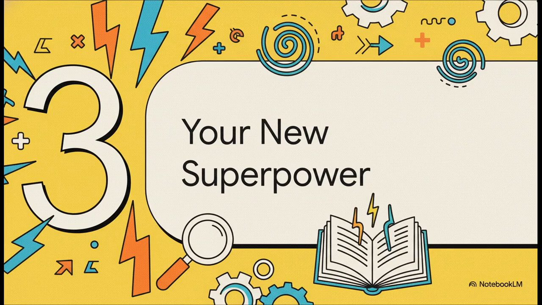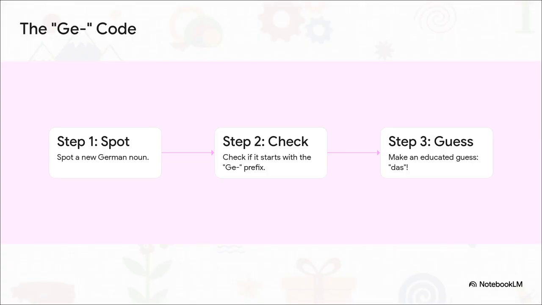So, what does all this mean for you? It means you've just gained a new tool for your toolbox. In fact, think of it like a new grammar superpower. It lets you predict the gender of a word you've never even seen before. Let me show you how to use it. It's so simple. From now on, when you come across a new German noun, the first thing you do is check for that ge at the start. If you see it, your automatic go-to guess for the article should be das. And you know what? You'll be right way more often than you're wrong.